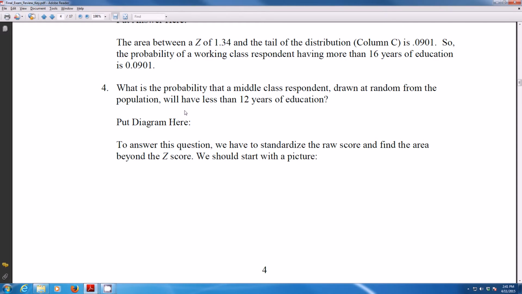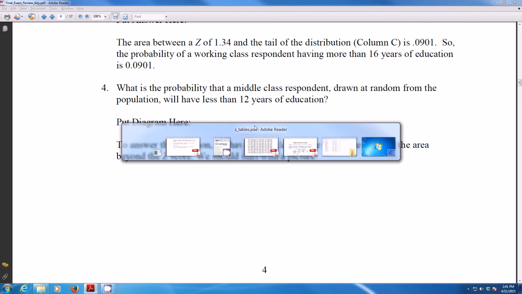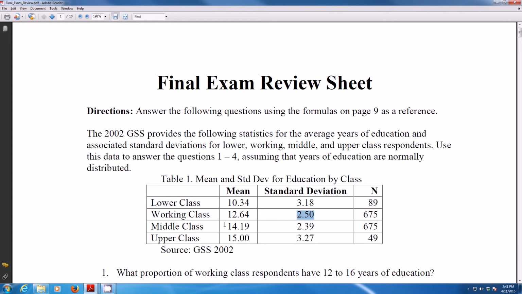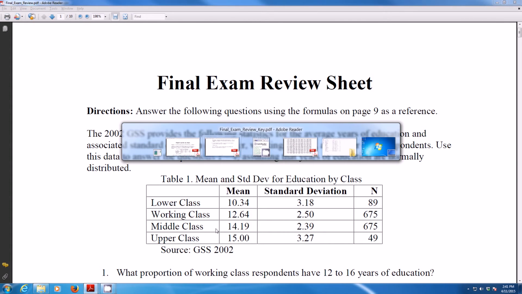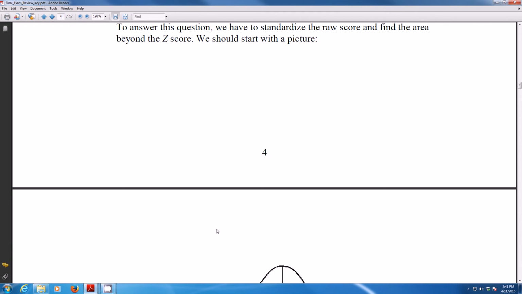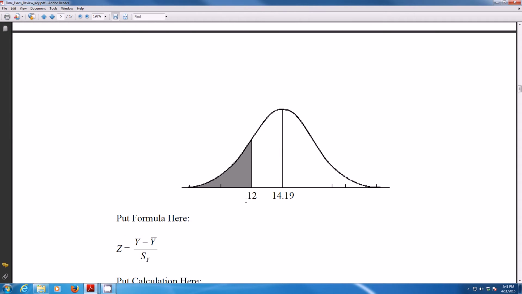For question 4, we're looking for the probability that a middle class respondent, drawn at random from the population, will have less than 12 years of education. And so recall that the middle class respondents have 14.19 years of education with a standard deviation of 2.39 years. And so if we draw a diagram, we're basically looking for some area that's below the mean, and we're looking for an exterior area, or an area in column C.